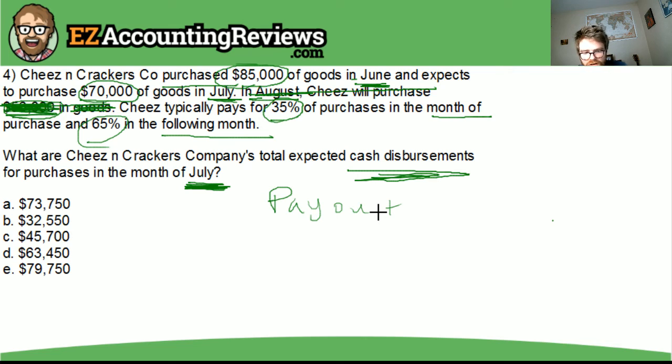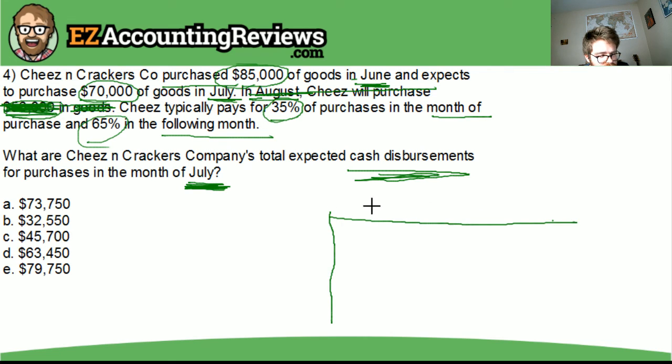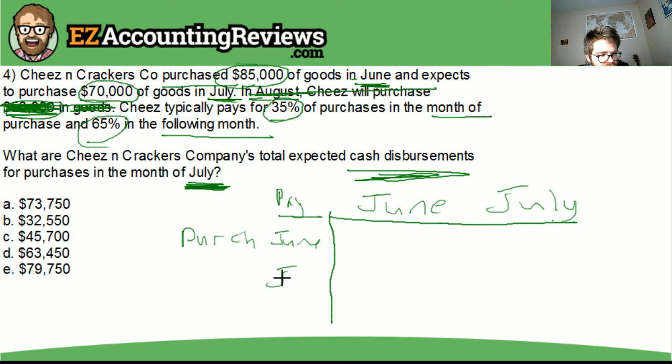So I'm going to do a little table for y'all, and this will help a lot. I love tables. It's super easy. Just fill it out real quick, and then you're done. So what's this table look like? Well, hopefully I can have some room here, so let me set it up. Up here, this is going to be your payout, how much you pay for June and for July. Now down here, this is going to be your purchases, okay, and also for June and July.